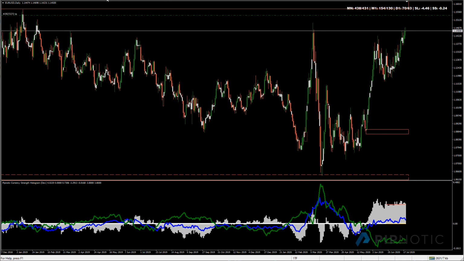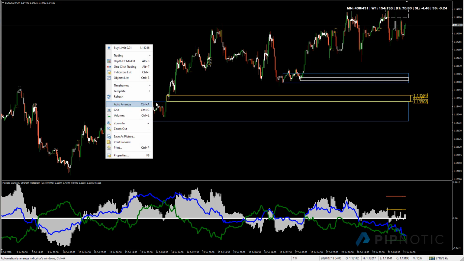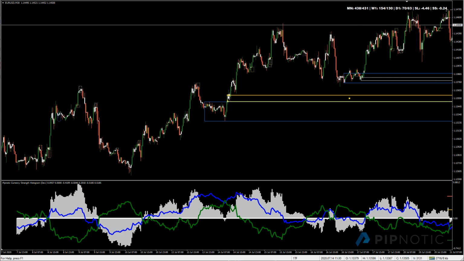Let's have a look on the 30-minute chart and see what we have setting up here. Well, first of all, we want to look for those really clear areas, and we don't really have any clear areas here. There's a lot of price going up and down. We have an area here which is interesting, just here.